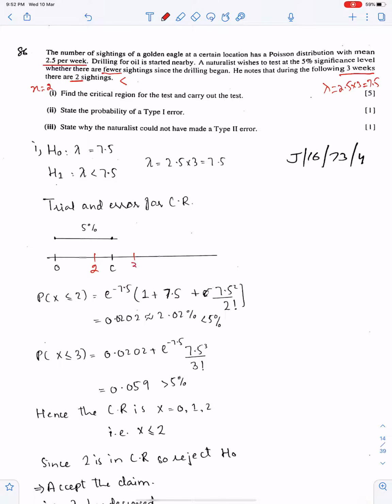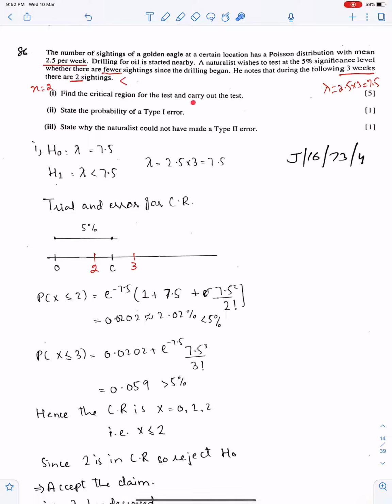Now you have to check number 3. So the probability of x less than or equal to 3 is more than 5%. That means 3 is not in the critical region. 3 is in the acceptance region. So the critical region will be 0, 1 and 2. This is the critical region.